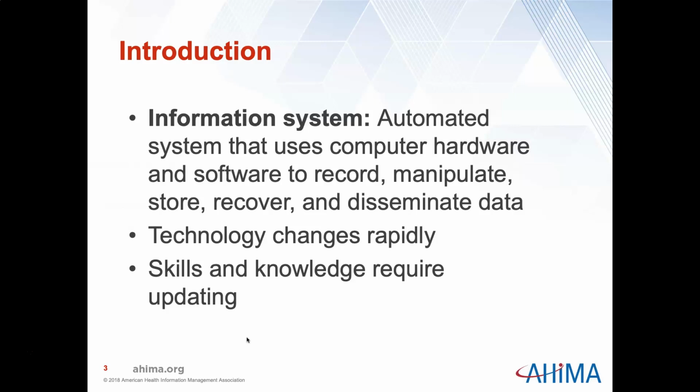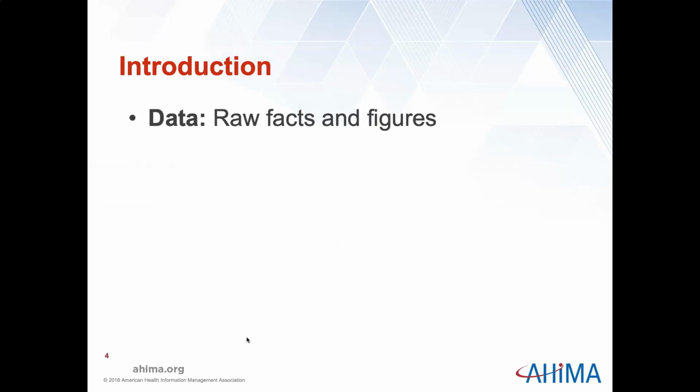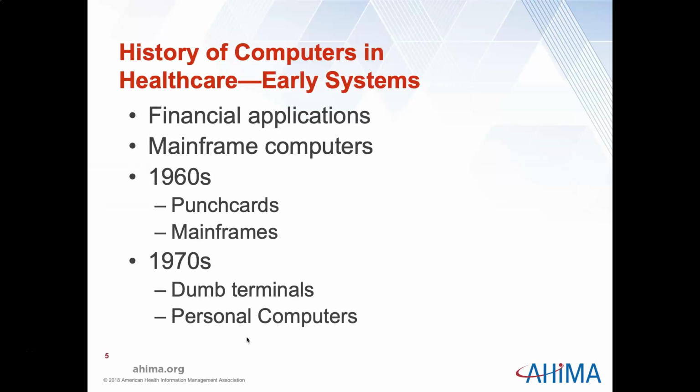So let's look at information system. What is it? It's an automated system that uses computer hardware and software to record, manipulate, store, recover, and disseminate data. Technology changes rapidly, as we all know, and skills and knowledge require updating. What is data? Data are raw facts and figures. Please keep that in mind. Data is not information. Data is just raw facts and figures.